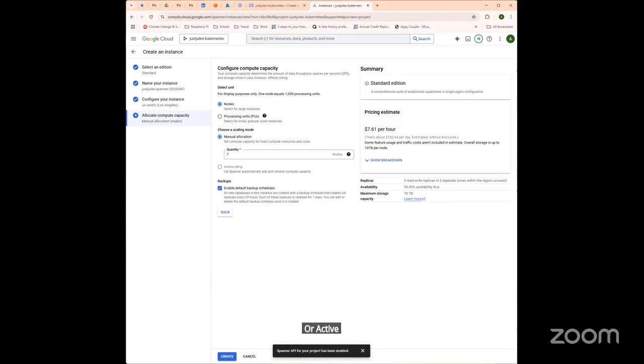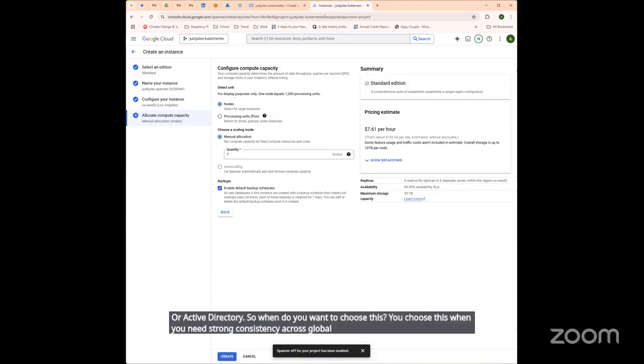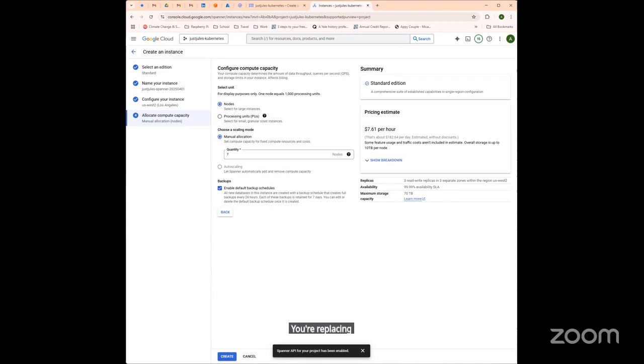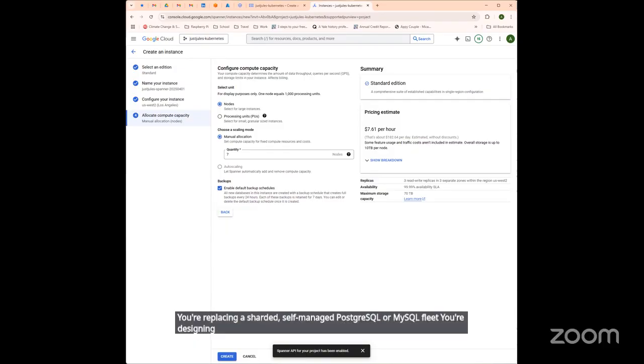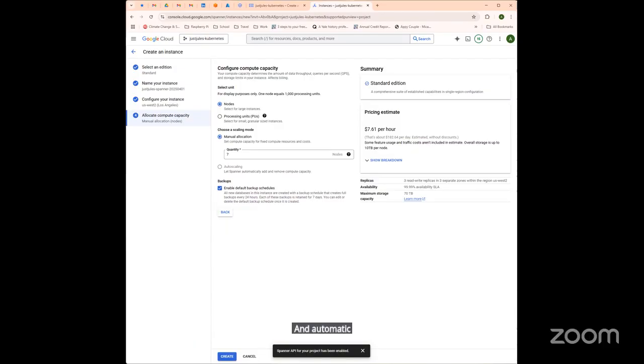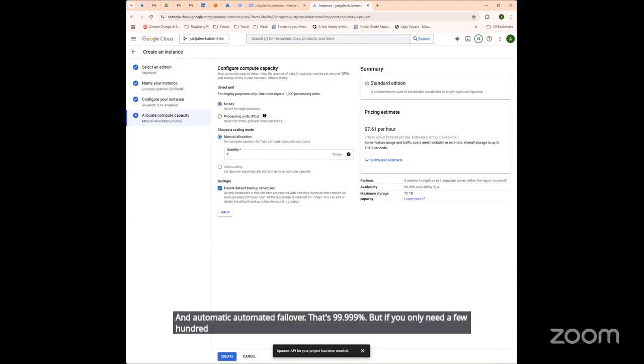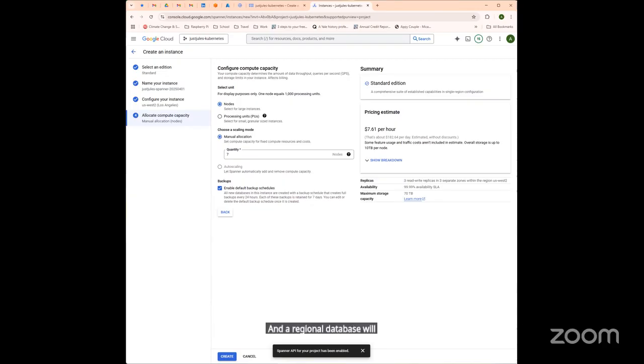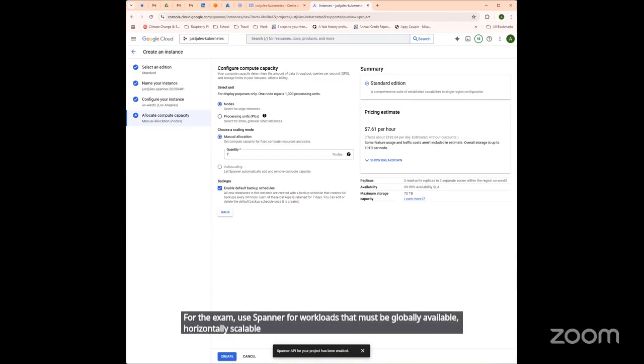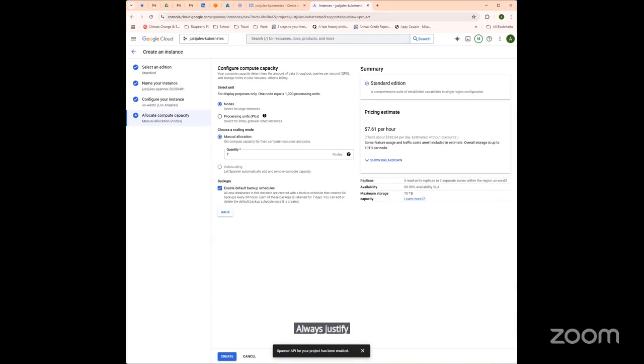So when do you want to choose this? You choose this when you need strong consistency across global deployment. You want relational functionality with NoSQL scale. You're replacing a sharded, self-managed PostgreSQL or MySQL fleet. You're designing for five nines uptime and automated failover. That's 99.999%. But if you only need a few hundred gigabytes of data and a regional database will do, Cloud SQL is more cost effective. For the exam, use Spanner for workloads that must be globally available, horizontally scalable, and transactionally consistent. Always justify the cost with architectural need.